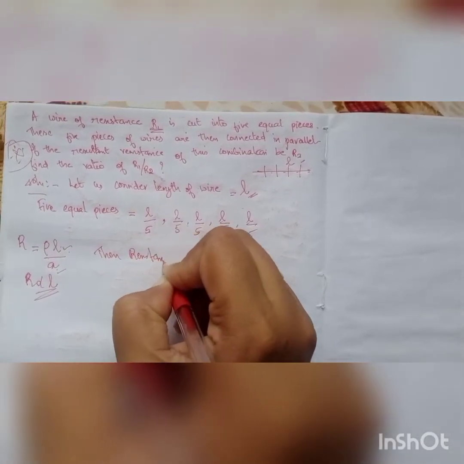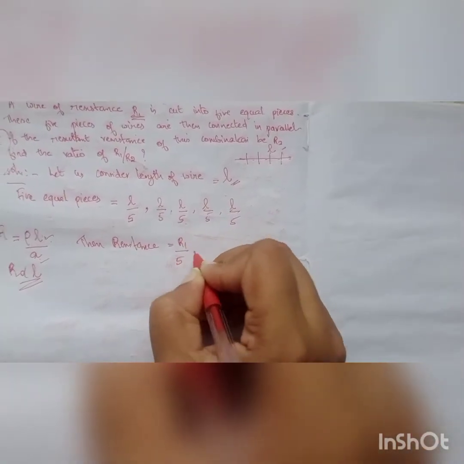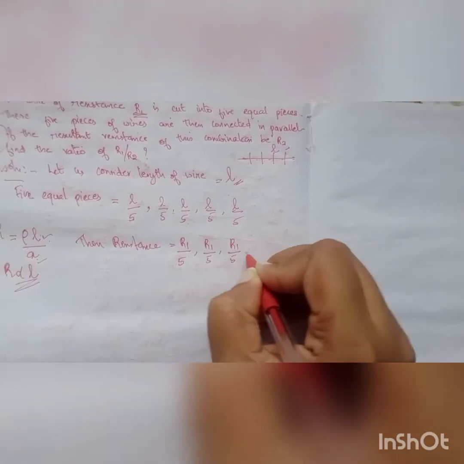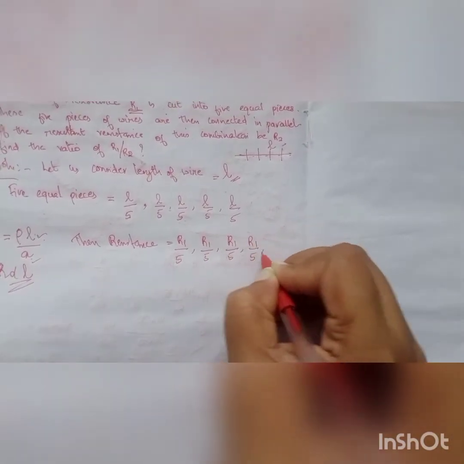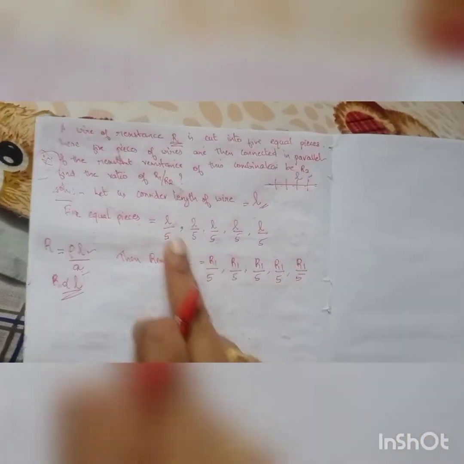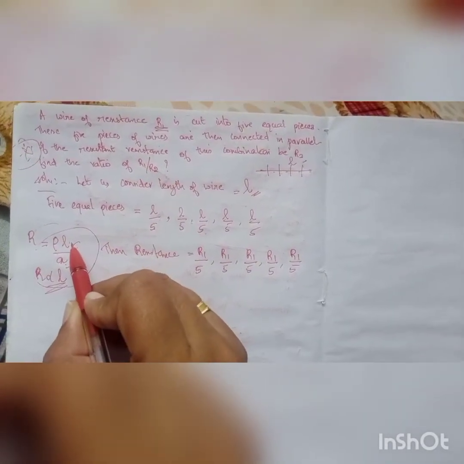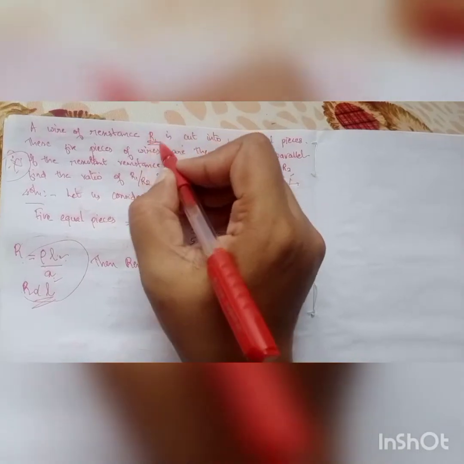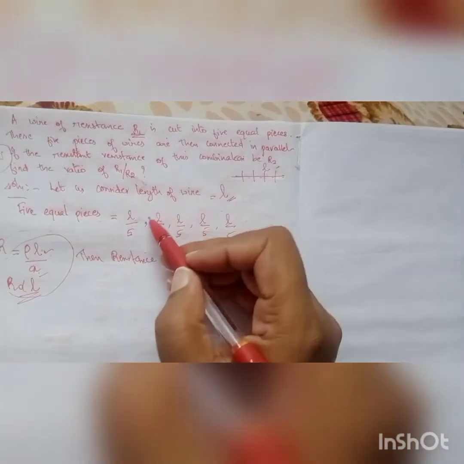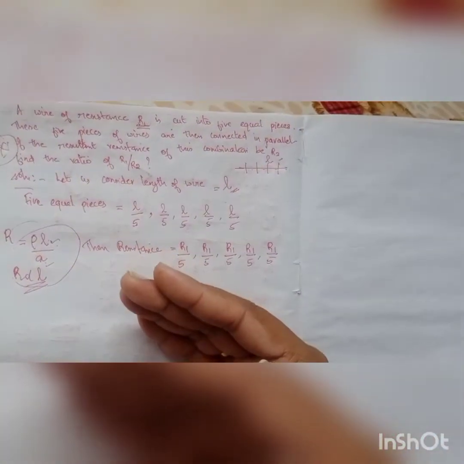Since they are directly proportional, the resistance will also get divided by 5, right? So we will get the value of resistance as R1 by 5. Since we have 5 equal pieces, the resistance of each piece is equal to R1 by 5. Keep in mind this particular point, because we know resistance is directly proportional to the length. The wire is cut into 5 equal parts, so the resistance will also get divided by 5.